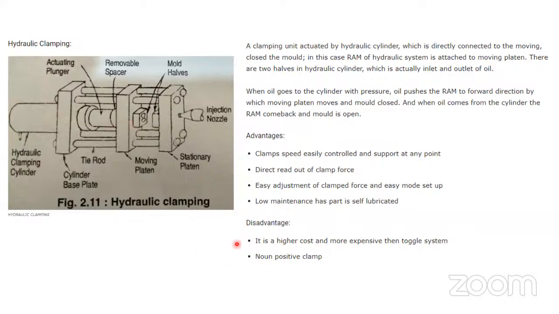What is the disadvantage of this direct hydraulic? It has a higher cost and is more expensive than the toggle systems. Yes, you have to pay some higher amount as compared to the toggle systems. And here, non-positive clamps. Here, positive clamps are not there. That is also one. What is a positive clamp? Hello? Can anybody tell me what is a positive clamp?